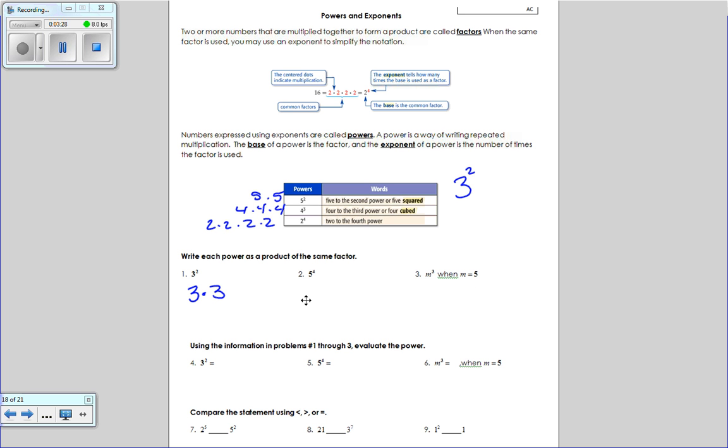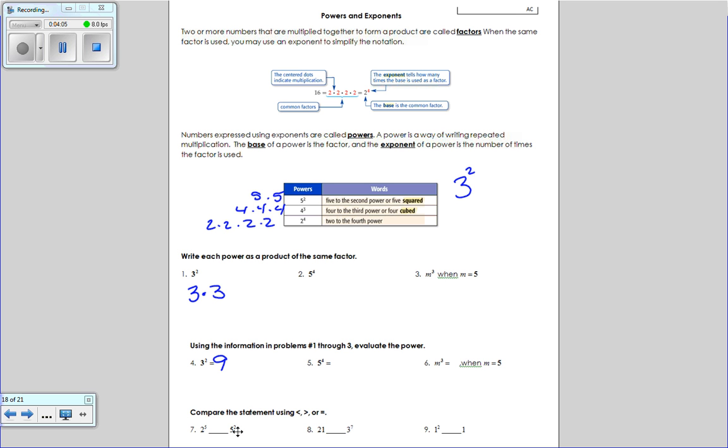For number 4, using the information that you've gotten in 1, 2, and 3, find out or evaluate or solve the power. So 3 squared then, if I go back up here, 3 times 3 is 9. 3 to the second power, or 3 squared, is 9. Go ahead and multiply out and find out the solution for 5 to the fourth power, and then m cubed if m is equal to 5. Comparing these now, when we come down here, we're going to actually multiply out and solve these exponents.